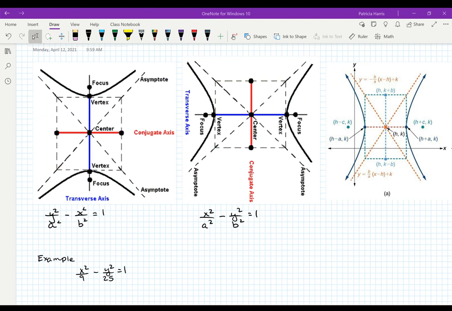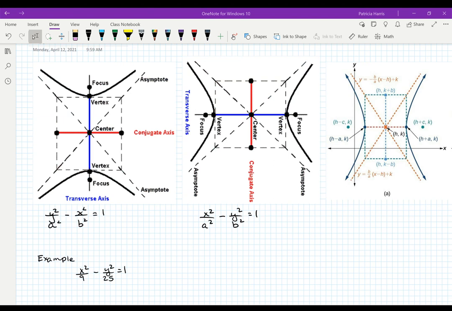So, we're going to start our videos on hyperbolas. Hyperbolas have lots of parts, and their parts have slightly different names. We have what we call a transverse axis instead of a major axis, a conjugate axis instead of a minor axis. It's just different. So what we're going to do is just jump right into it.